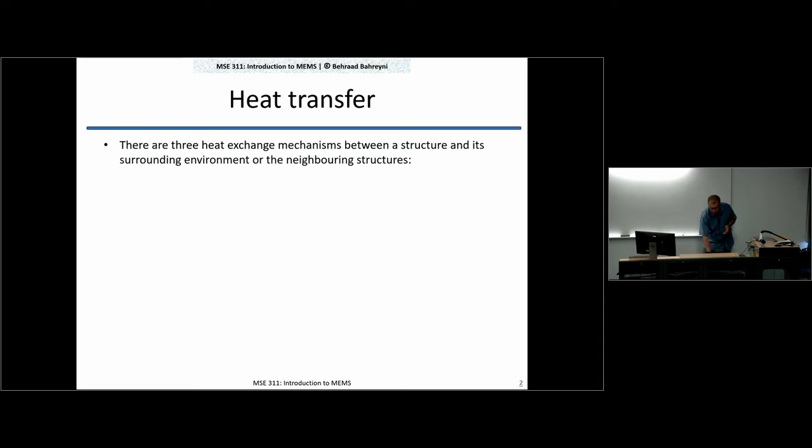So the first issue is heat transfer, right? When you talk about thermal transduction, you have to talk about heat, where it comes from, and then how it propagates or distributes across the system. When we talk about heat energy, it can go from one place to another through different mechanisms, 3 different mechanisms.